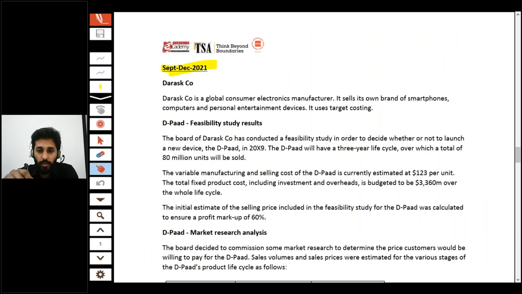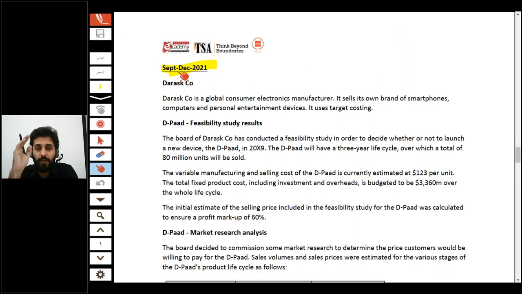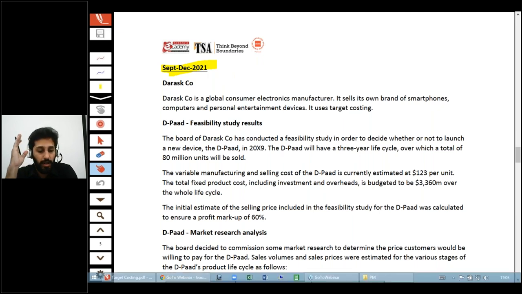Here is a question, and I had given you the task yesterday that you should try this question. I have extracted it from the examiner report. It is the Darask company question, from December 2021. As you can see, this question might not be available in your official exam kits since it is one of the recent questions, or it quite may be possible that it is available.